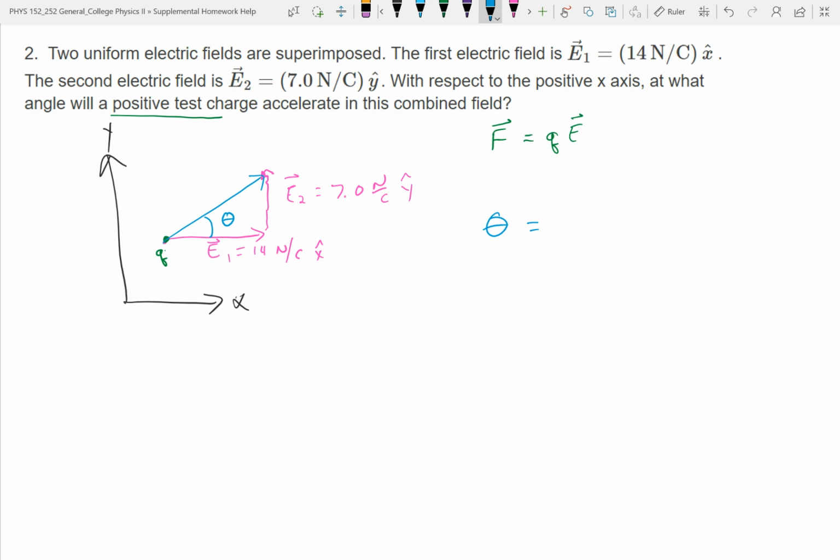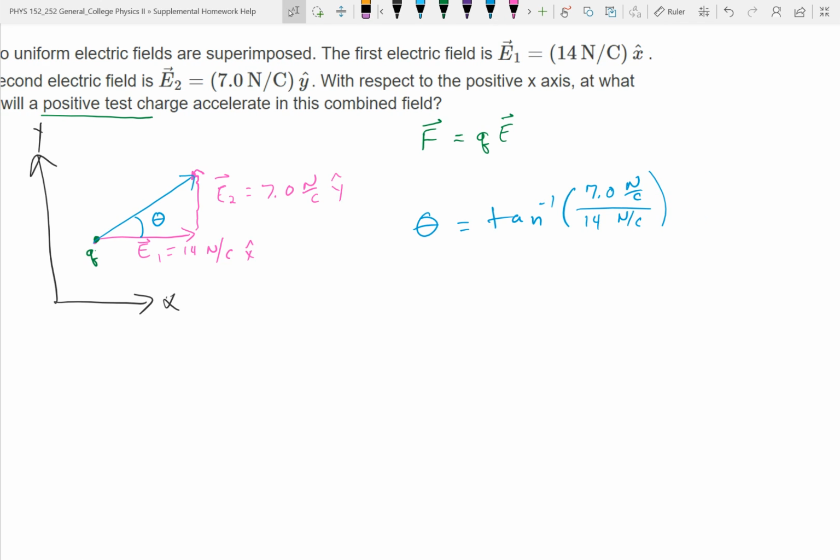What do you say? Would it be tangent? Yeah, because you have the opposite and adjacent. So we're just going to use inverse tangent, where tangent is opposite over adjacent. So what's the opposite side? E2. Over the adjacent side? E1. So inverse tangent of 1/2. That's 26.56. So there we go. Our angle is 26.6 degrees.